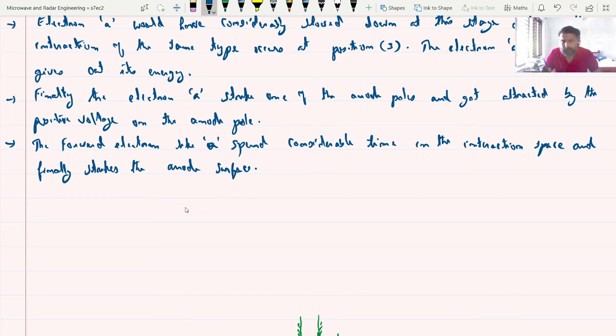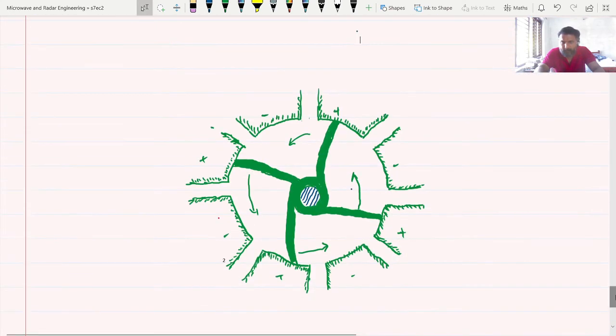Okay, in addition to all these things, a focusing mechanism will keep the favored electrons in a cloud shape, that is this figure. It forms a cloud shape. This is the cloud shape shown. You can see that in the figure.